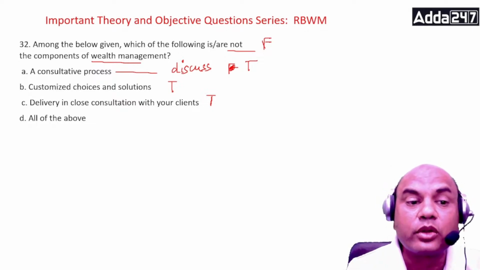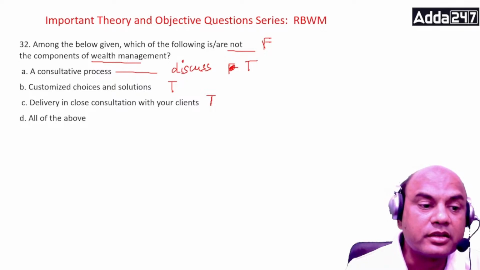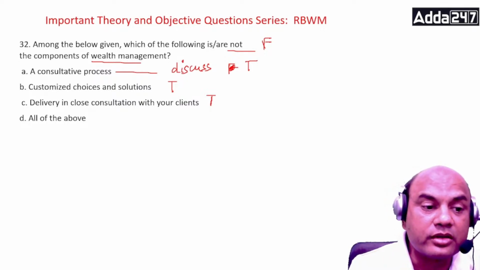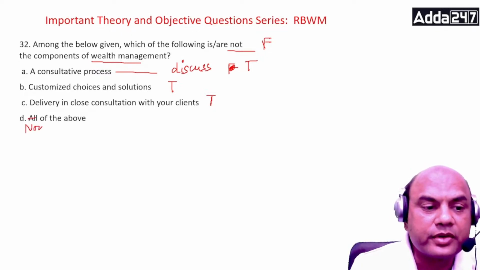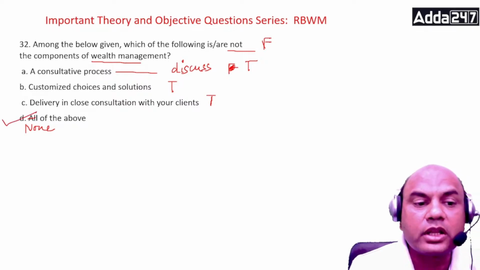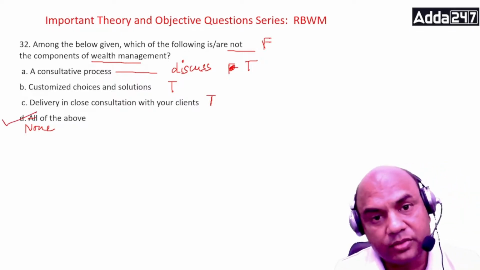So which of them is not the component? The answer is actually none of the above. Okay. So which of them is not? I'll write it, none. None of the above is the answer. Okay. So all are the components of wealth management. All. Okay.